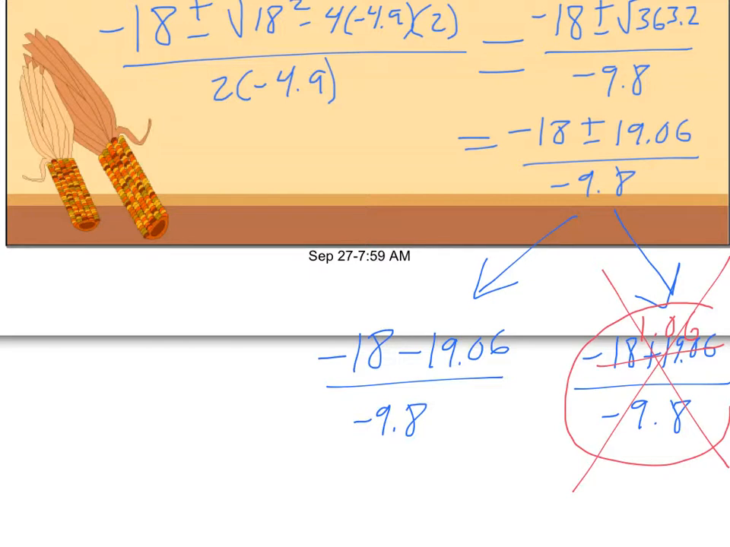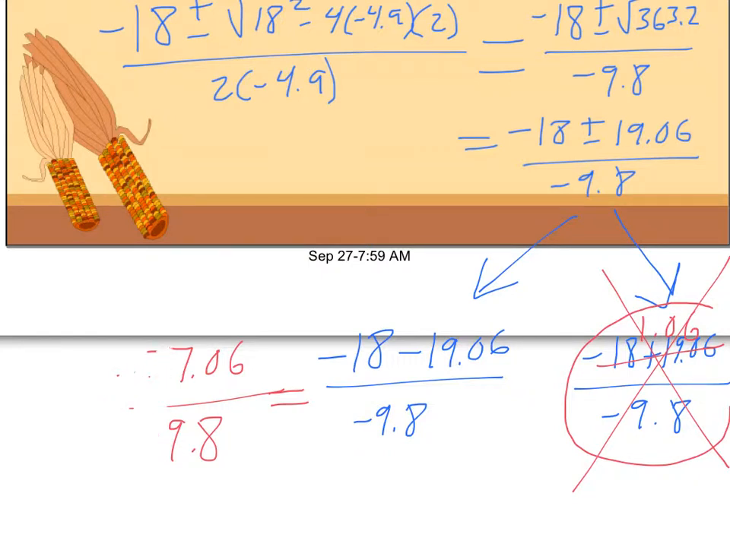Now, if I compare that to here, I subtract what's on the top, 18 minus 19.06. I get negative 37.06 over negative 9.8. That seems a little bit better. A negative divided by a negative. That's positive, which is good because I want my answer to be positive.